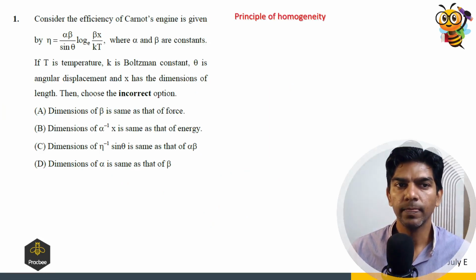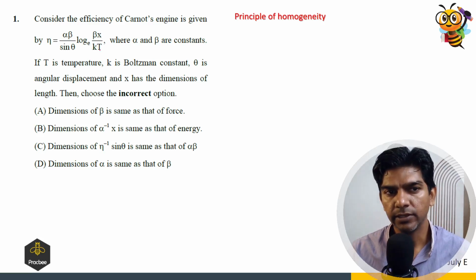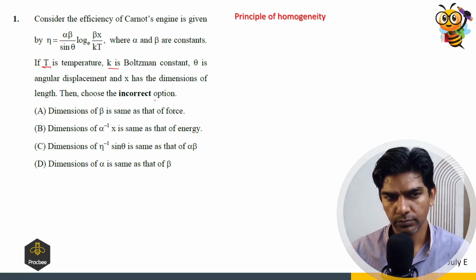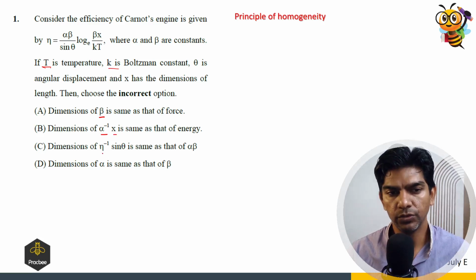Now let us see this question. Consider the efficiency of a Carnot engine given by eta equals alpha beta upon sine theta log to the base e of beta x upon kT, where alpha and beta are constants, T is the temperature, K is the Boltzmann constant, theta is the angular displacement, and x has the dimension of length. We have to check and choose the incorrect option, right? So we need to find the dimension of beta, the dimension of alpha inverse x, the dimension of eta inverse sine theta, and the dimension of alpha.